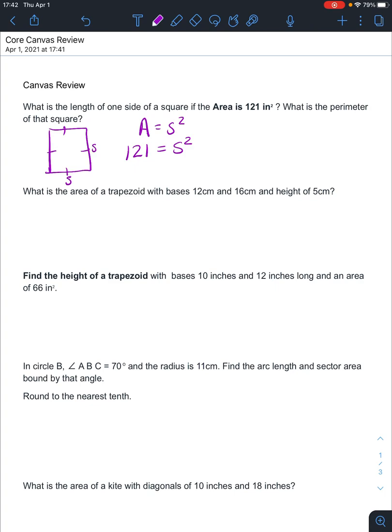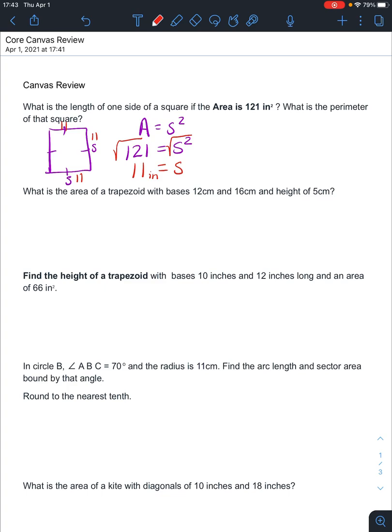So the question is, what times itself, what times what is 121? Well, you can just start trying 5 times 5, 6 times 6, 7 times 7. Or if you remember, then you can shortcut. To square something, to unsquare it, you do the inverse, which is a square root. So we square root both sides. You hit that on your calculator. And you get that the side length is 11. So each side would be 11 inches.